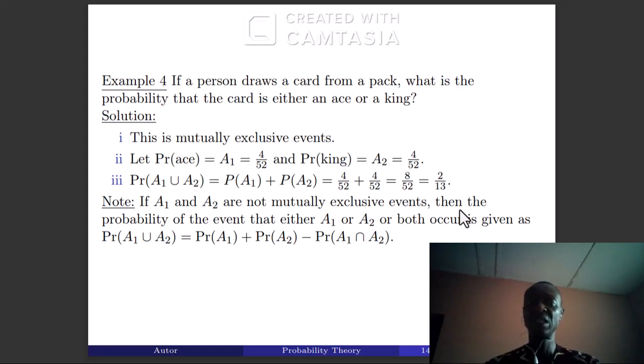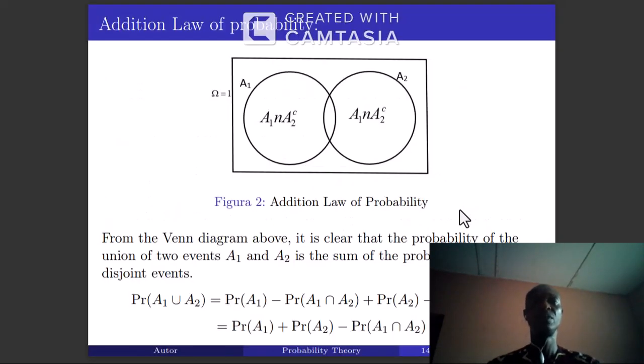Note, if a1 and a2 are not mutually exclusive events, then the probability of the event that either a1 or a2 or both occur is given as the probability of a1 union a2. This is equal to the probability of a1 plus the probability of a2 minus their intersection, the probability of a1 intersection a2.